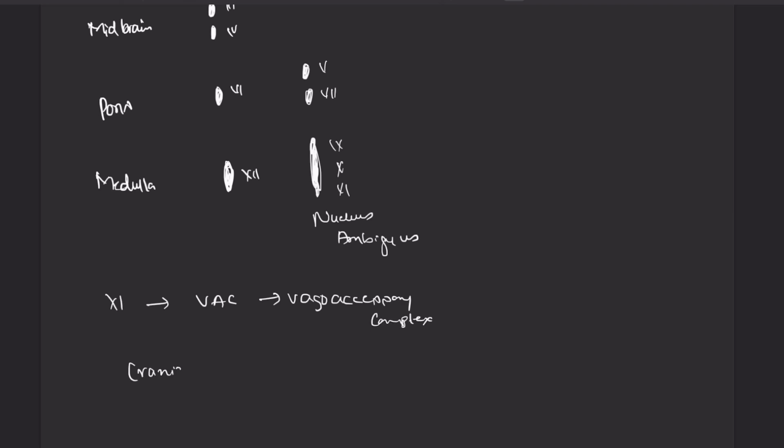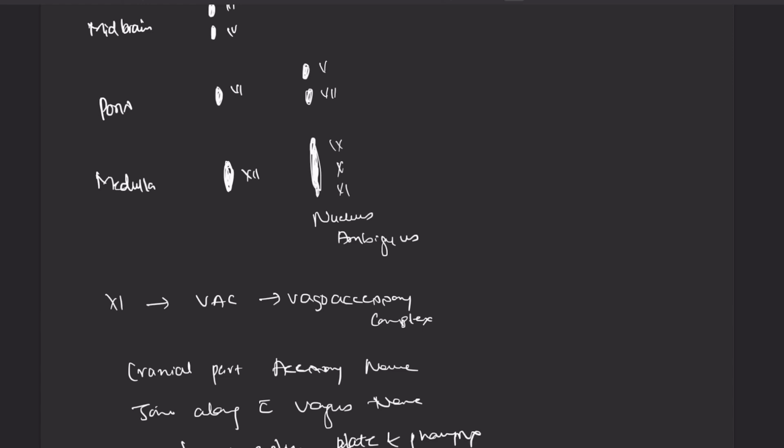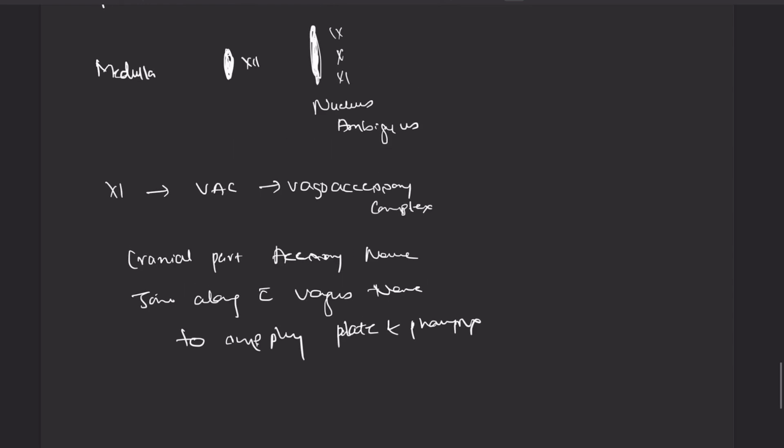The cranial part of the accessory nerve joins along with the vagus nerve to supply the palatine and pharynx. So whenever the nucleus ambiguus is damaged, what will happen? It will lead to ipsilateral bulbar paralysis, except the tongue muscle.